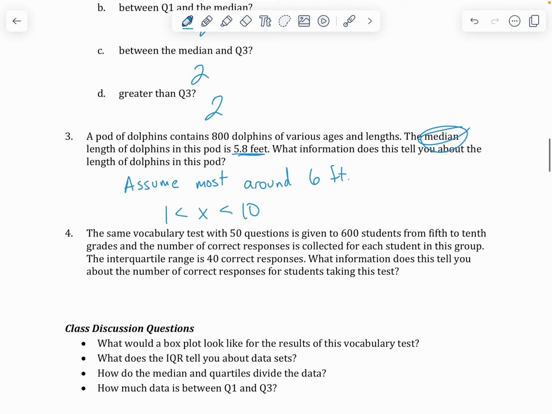Number 4, the same vocabulary test with 50 questions is given to 600 students from 5th to 10th grades, and the number of correct responses is collected for each student in this group. The interquartile range is 40 correct responses.